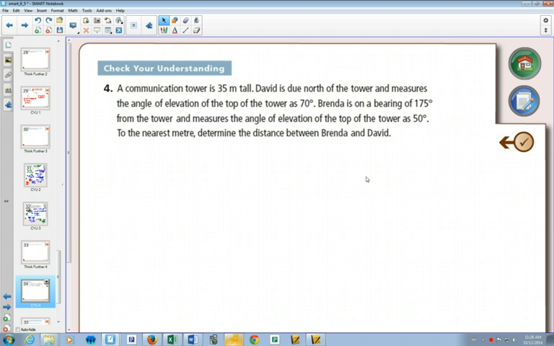And then here we go. We've got another guy at a bearing. Now, bearing starts at north and goes 135 degrees. They would be over there.